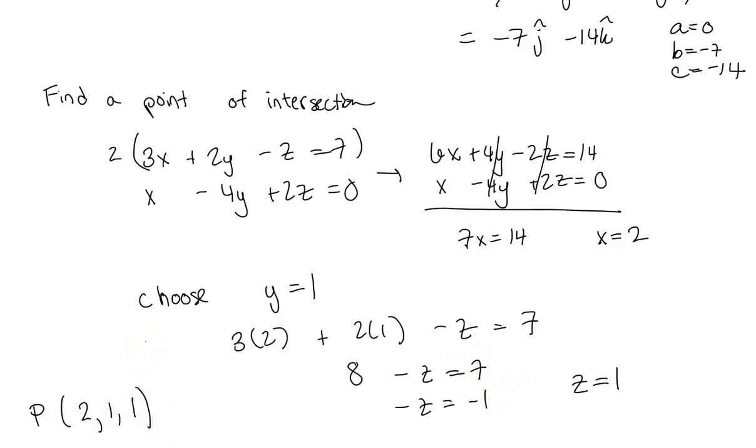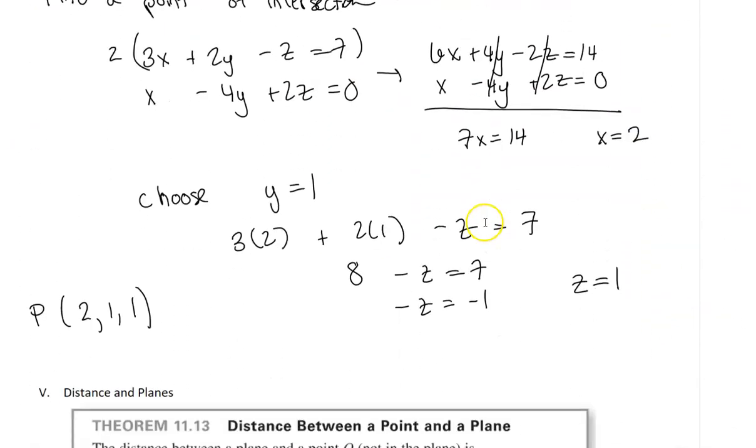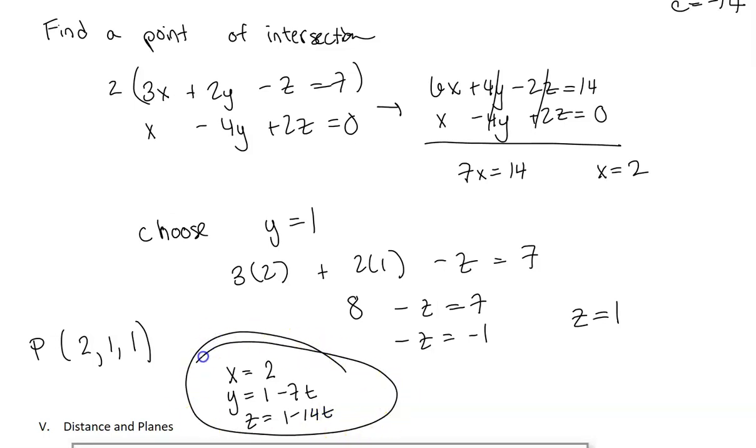Okay, so from there with our ABC, which was 0, negative 7, negative 14, and did it say which version it wanted? Parametric equations, okay. Parametric equations, so we would have x equals x1, which is 2 plus 0t, y equals 1 minus 7t, and z equals 1 minus 14t. So that all came down to finding the parametric representation of the line of intersection between those two planes, which is here.